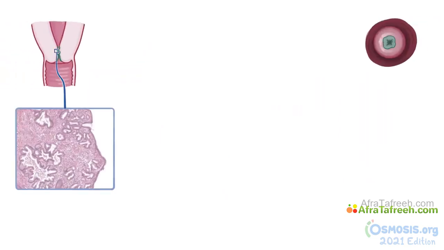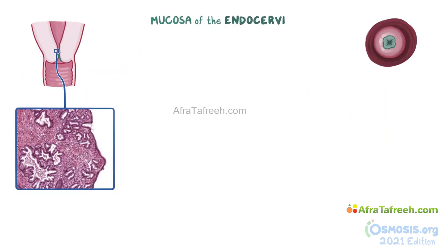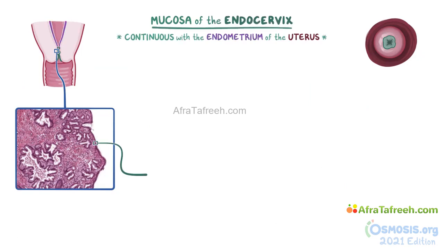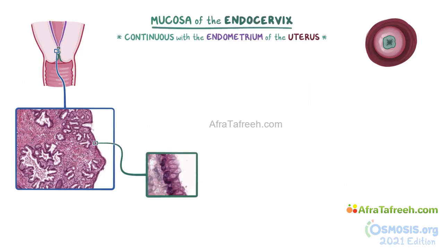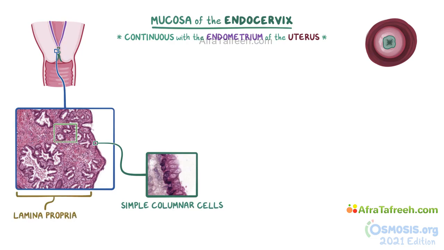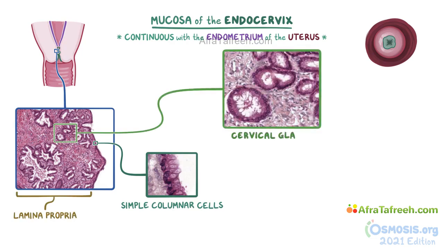Let's first take a closer look at the mucosa of the endocervix, which is continuous with the endometrium of the uterus and is lined with a similar epithelium of mucus-secreting simple columnar cells. Underlying the epithelium is a thick lamina propria, which contains the large, branched cervical glands that produce about 20 to 60 milligrams of cervical mucus per day.